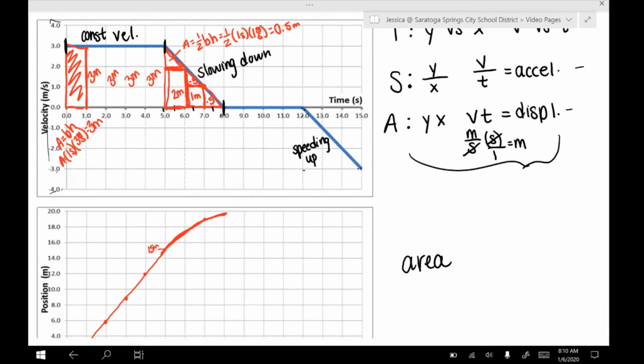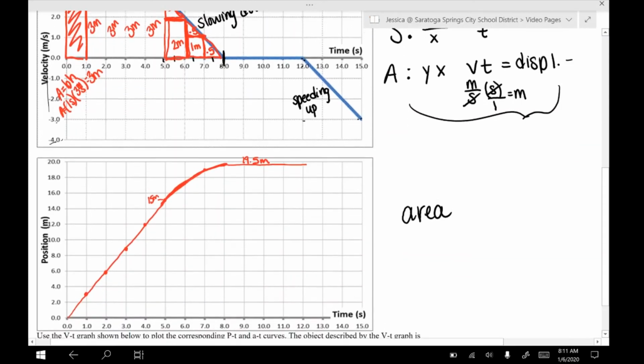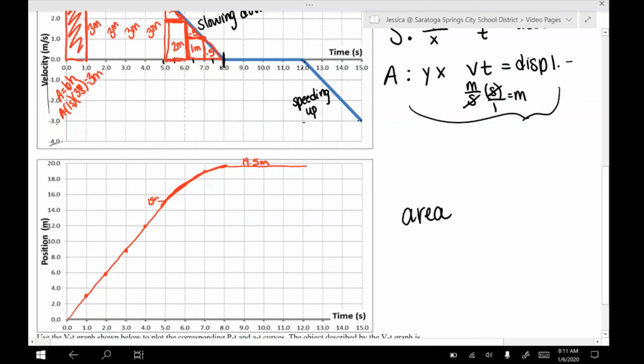Then from 8 to 12 seconds, because my graph is on the axis, that means there is no area. So this graph just remains at rest for 4 seconds at 19.5 meters. Then we start to move backwards, actually. So once we get into the negative velocity, that's when my graph starts to move backwards.